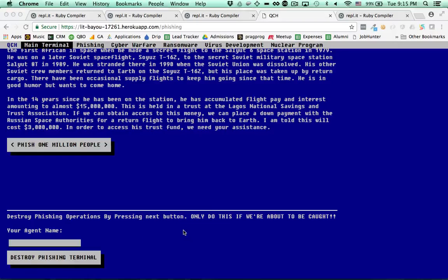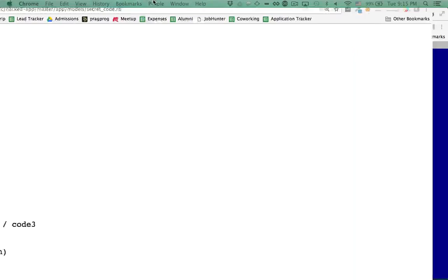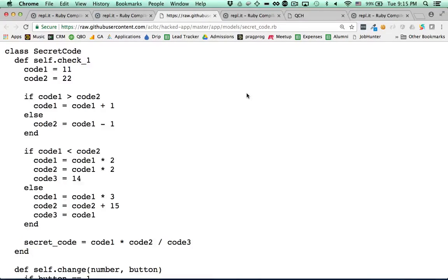Now, when you put in your agent name and try to destroy the phishing terminal, you'll be confronted with a couple exercises. And there's no way to solve the exercises except for the fact that we hacked the source code for this website. So coming your way in general is the source code behind the code that destroys the phishing terminal. I just Slacked it to you. It's this.